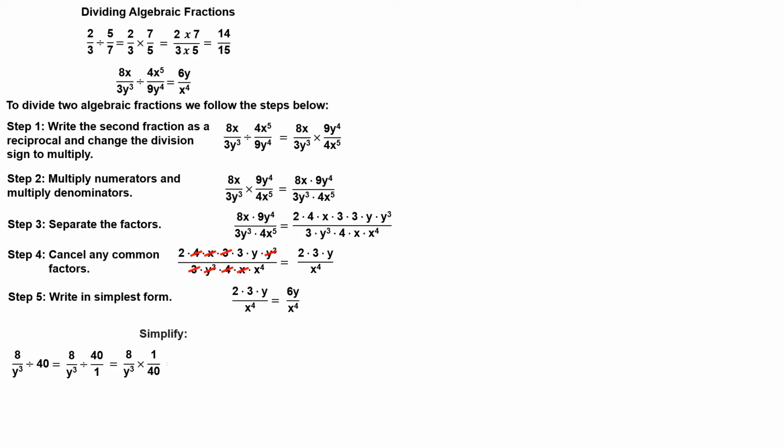Step 2. Multiply numerators and multiply denominators. Step 3. Separate the factors. Step 4. Cancel any common factors. Step 5. Write in simplest form.